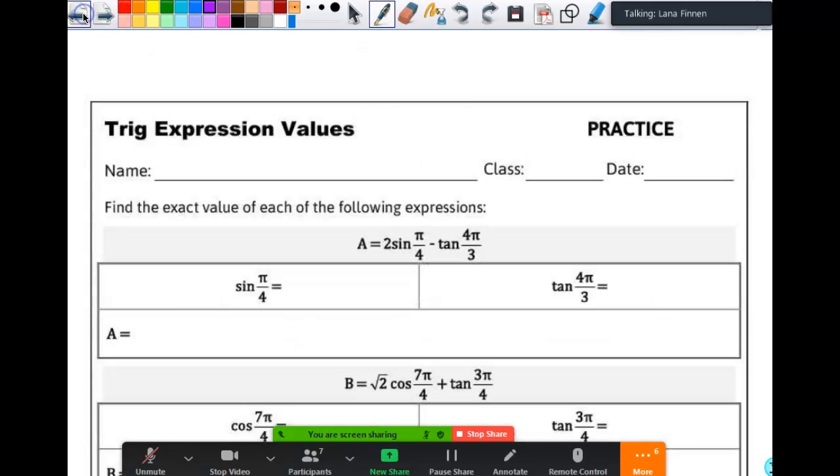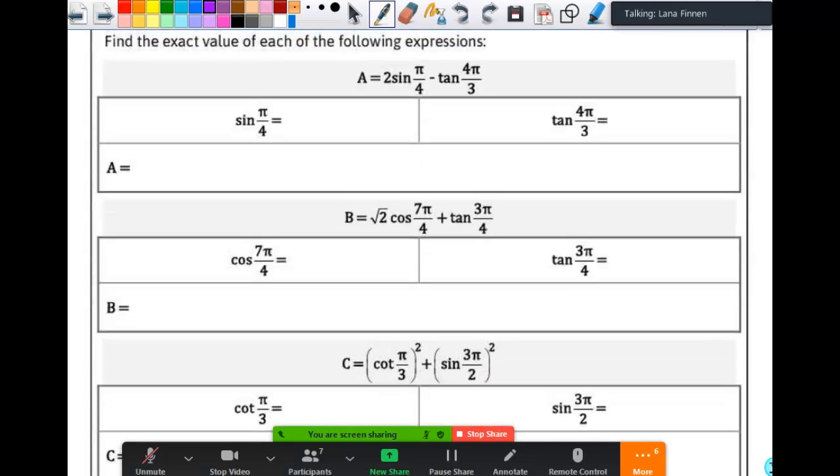Hang on, silly board. All right, so if we look at the first one, they're not numbered, so we're going to look at A. The directions say to find the exact value of each of the following expressions. The instructions should also say, I forgot to go back and add this for clarification, make sure your answers are always in simplest form.